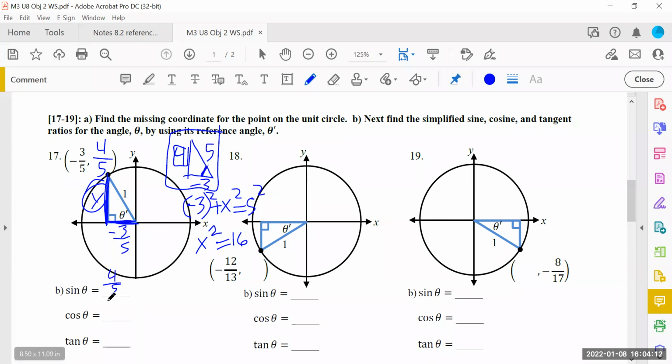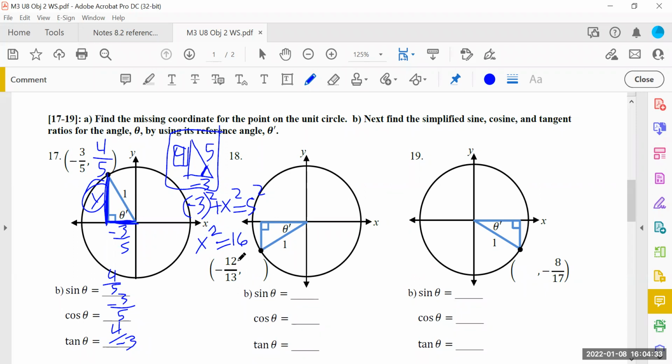Cosine would be adjacent over hypotenuse, -3/5. And tangent would be opposite over adjacent, 4/-3. There's my sine, cosine, and tangent from this one piece of information, the x coordinate there.